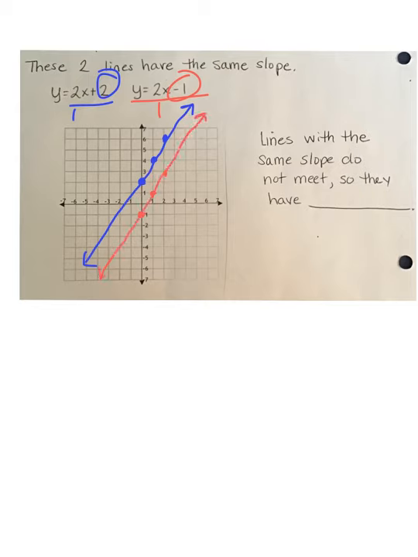Now you'll notice in this one that you don't see them meeting anywhere. That is because they have the same slope. We learned that last week. So when they have the same slope, they're both 2x, those lines are parallel. Parallel lines never meet, like railroad tracks. So lines with the same slope do not meet, so they have no common solution. Remember, common solution is just a big fancy word for where they meet, and if they're parallel, they don't have one.